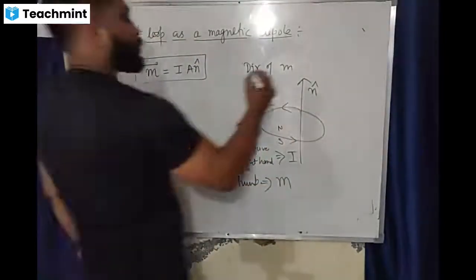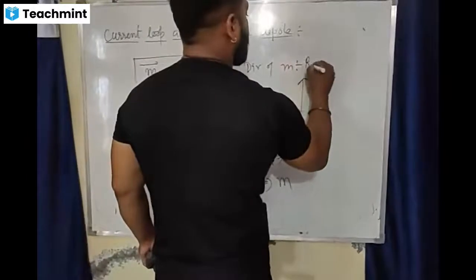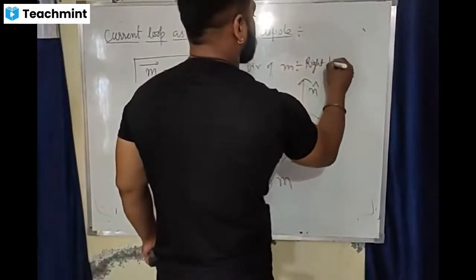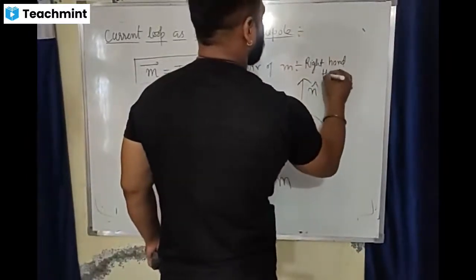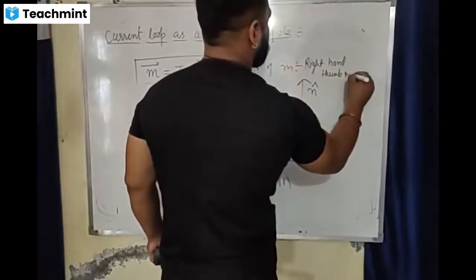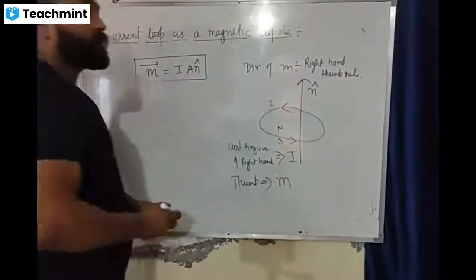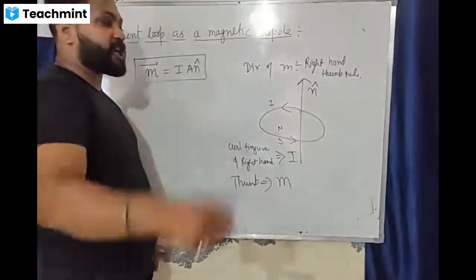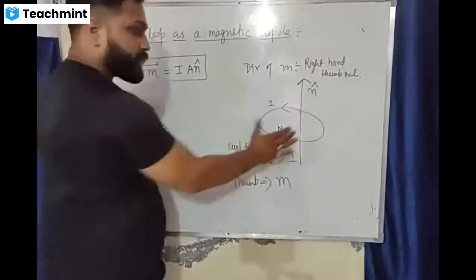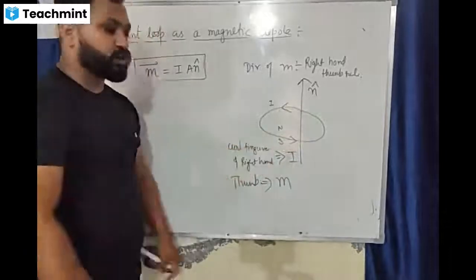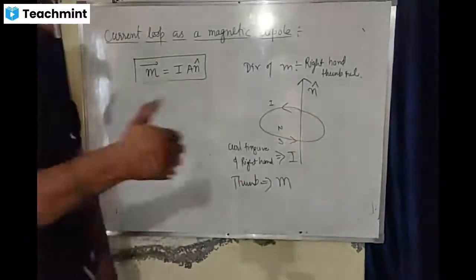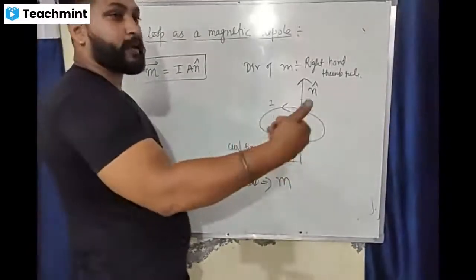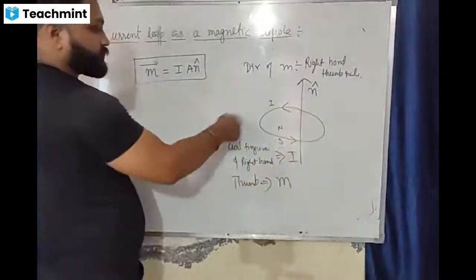So to find the direction of the magnetic dipole moment, we can use the right hand thumb rule. And what is that rule? If the curled fingers of your right hand are telling you the direction of current, then the thumb will show you the direction of the magnetic dipole. Okay, so you can write it also.